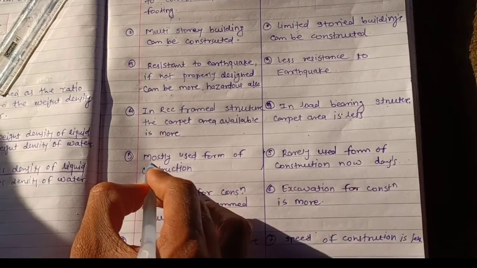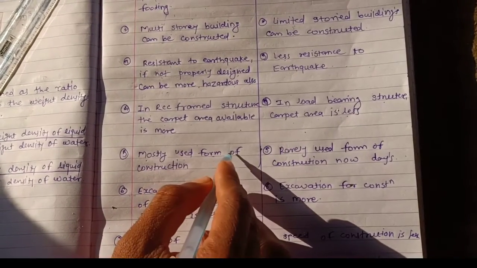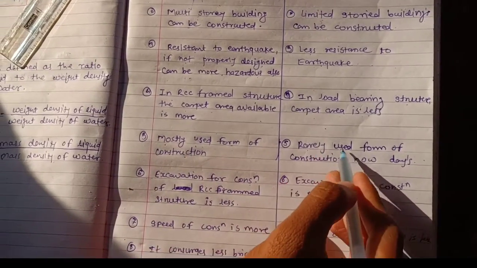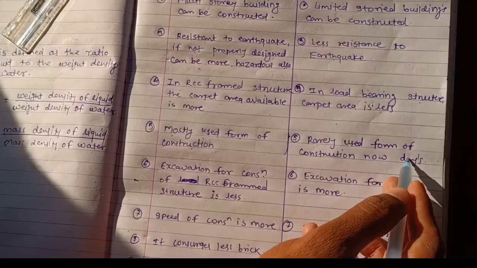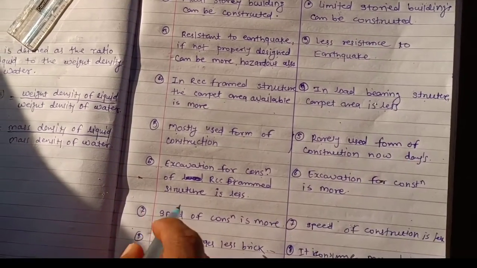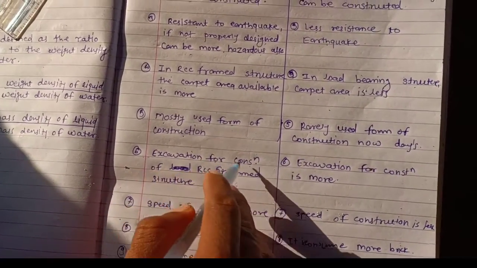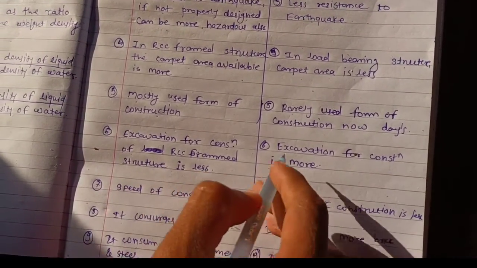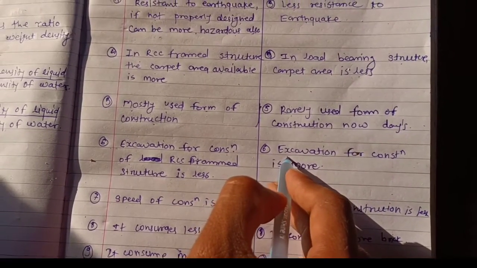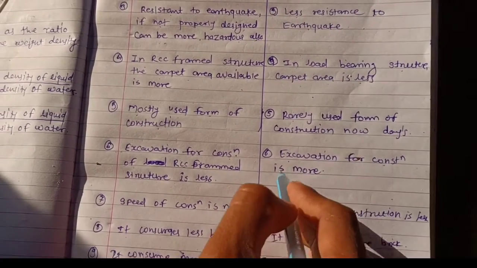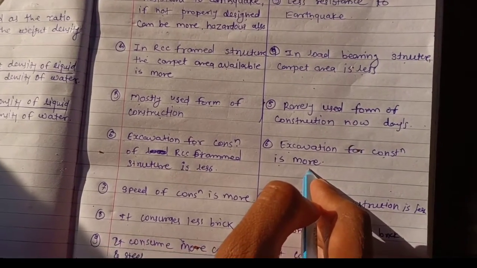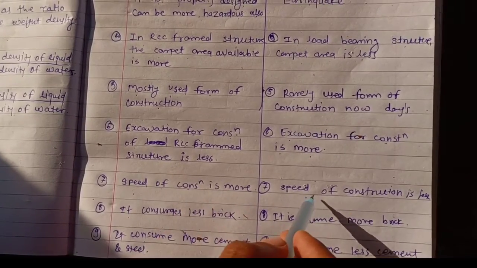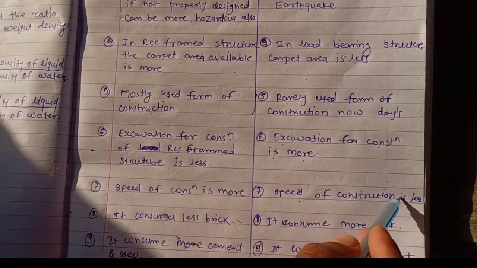In RCC structure, it is the mostly used form of construction, and load bearing is a rarely used form of construction nowadays. In RCC, excavation for construction of RCC frame structure is less, and in load bearing, excavation for load bearing construction is more. Speed of construction is more in RCC, and speed of construction is less in load bearing.